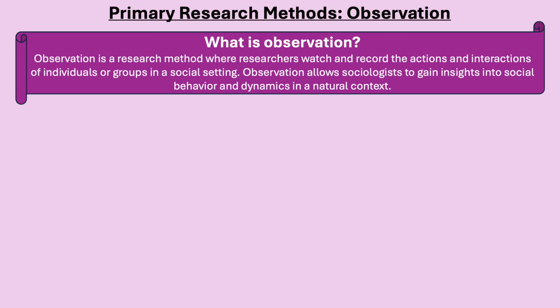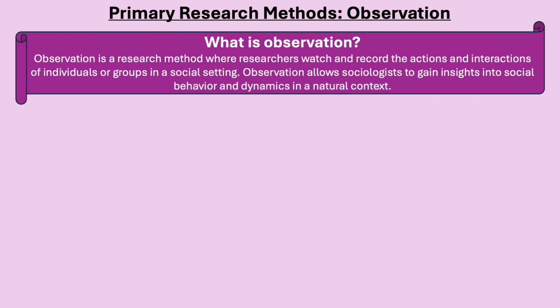Next type of primary research method, we have observation. What is observation? Observation is a research method where researchers watch and record the actions and interactions of individuals or groups in a social setting.